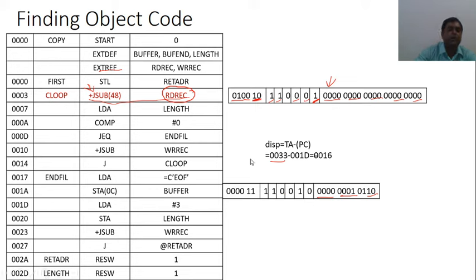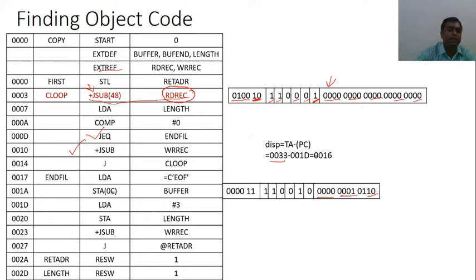Now in this way you can find out other instructions also. Like in this case, if I consider +JSUB WRREC, you can see here WRREC is defined in EXTREF, so I have to fill the address field as 0 only. Taking another example, JEQ FILL, FILL is defined in this control section only. So what will be the target address? 0017 minus the content of PC, that is 0010, and in this way we can get the displacement. Apply format 3 instruction, and you can get the object code corresponding to this instruction.